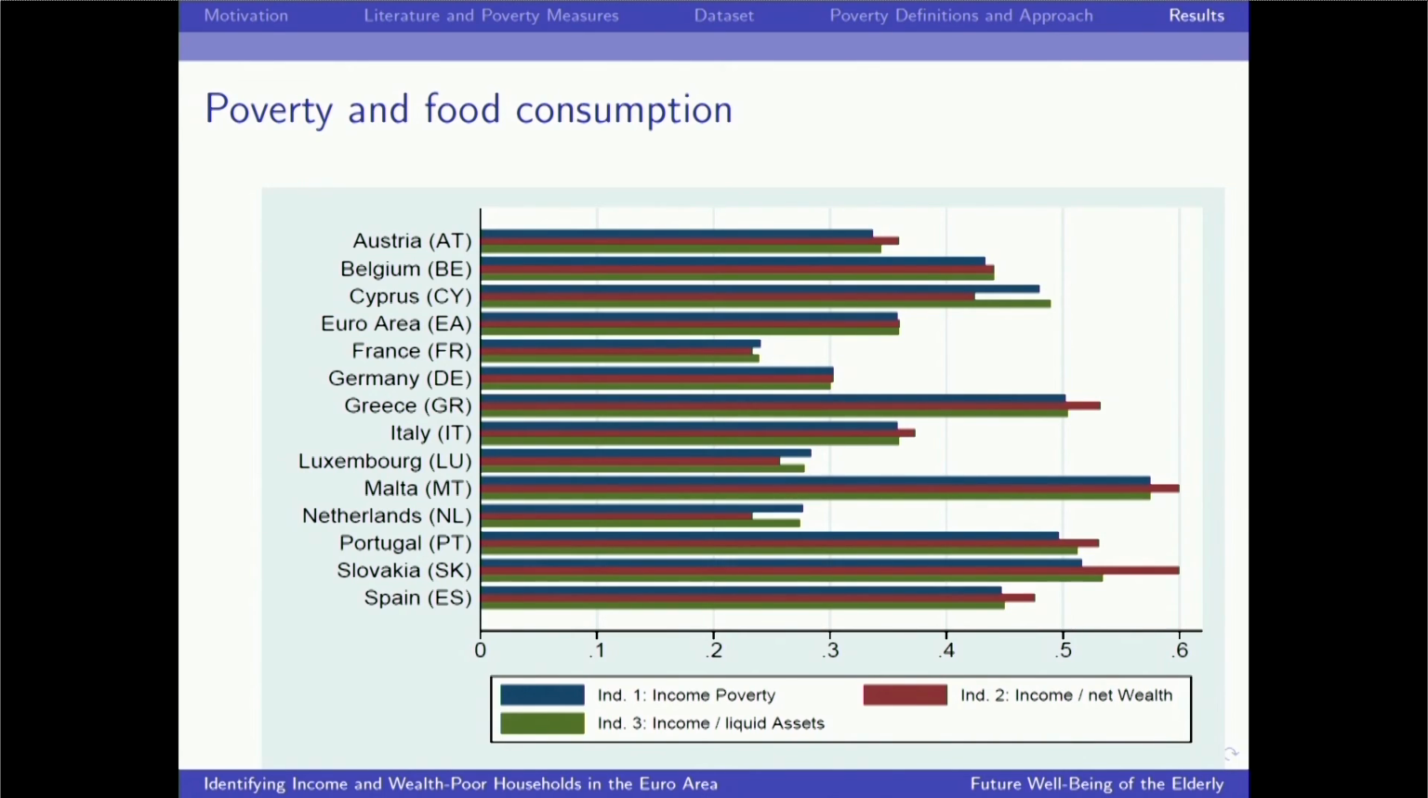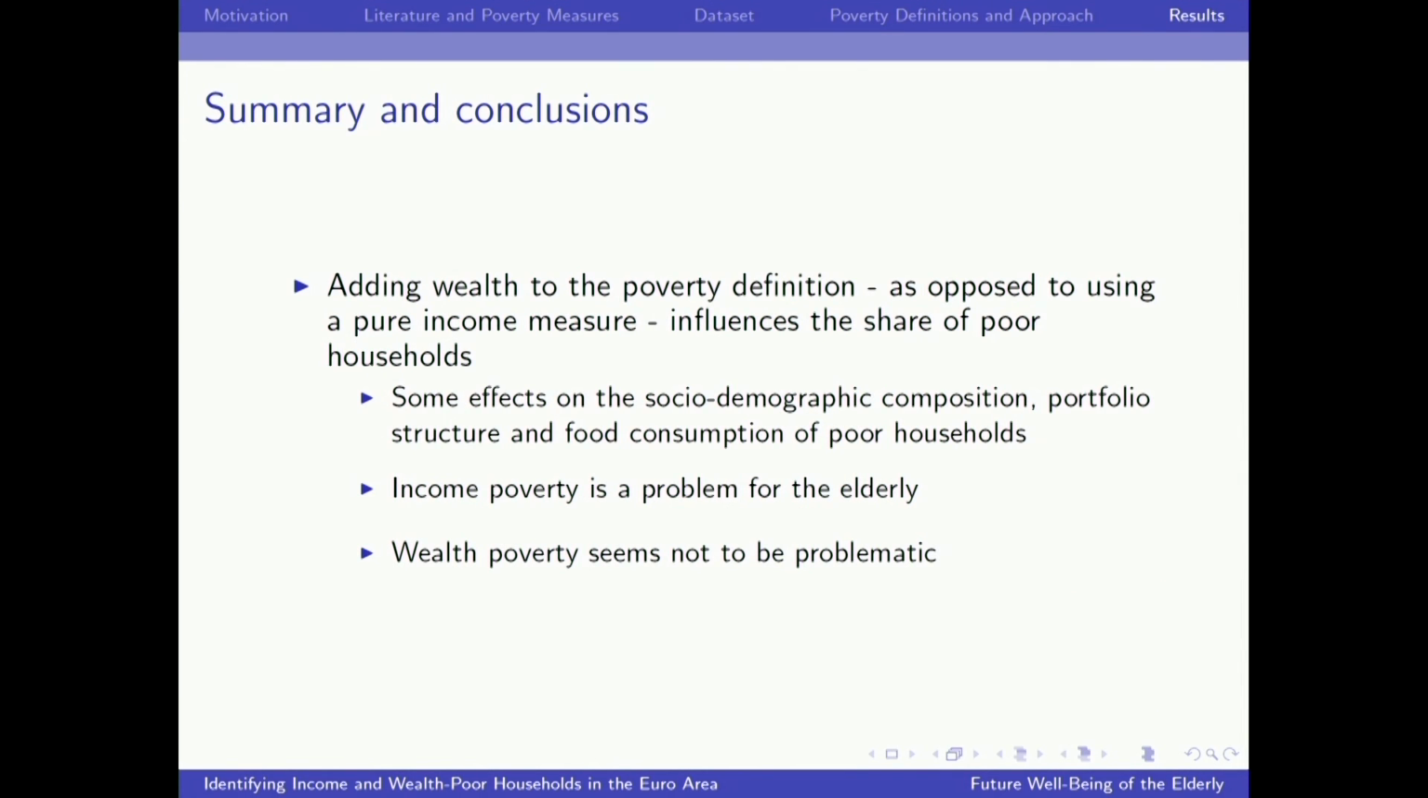That's it. Okay. And then to draw the conclusion, we have looked at different measures of income and wealth poverty, and we have seen that when we add wealth to the poverty definition, that influences the share of poor households. As I've said, the effect on food consumption was very limited, but we see an effect on the socio-demographics.